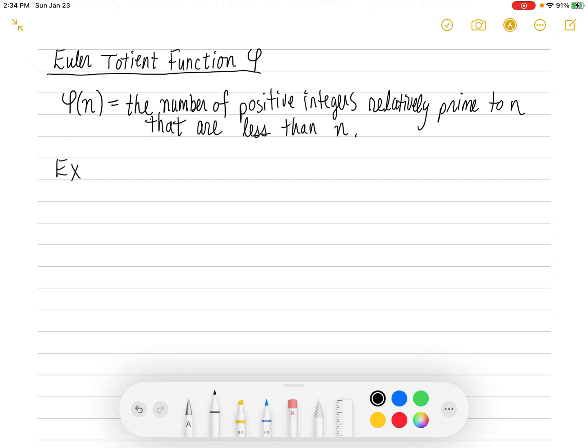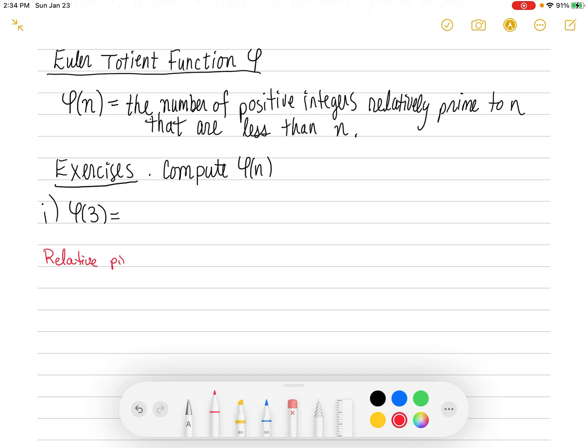Now let's do some examples. Exercises. Number 1, we want to compute phi of n for different values of n. So number 1, we want to calculate phi of 3. So here our n is 3. At the bottom, I'm going to list those positive integers that are relatively prime to n and less than n, so less than 3.